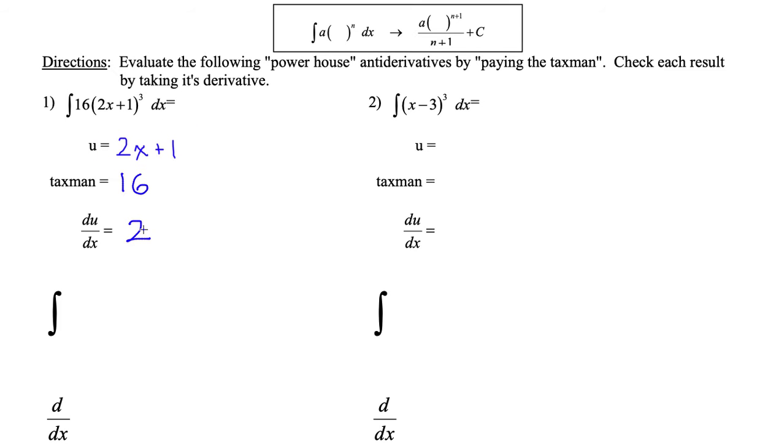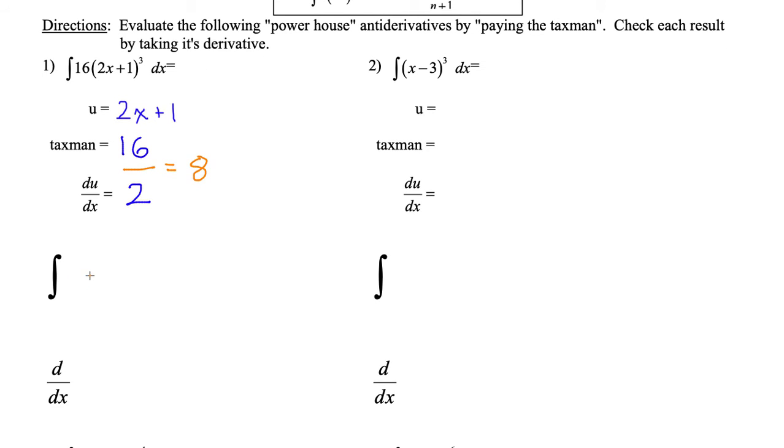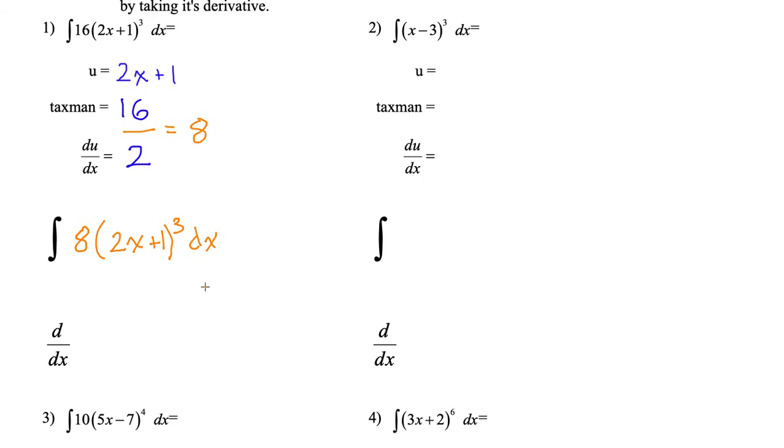All right, the next thing that we're going to do is pay the Taxman. So we pay the Taxman by doing 16 divided by 2, and that is 8. So when I rewrite, it's now going to be the integral of 8 instead of 16, and then it's going to be times 2x plus 1 to the power of 3 dx.